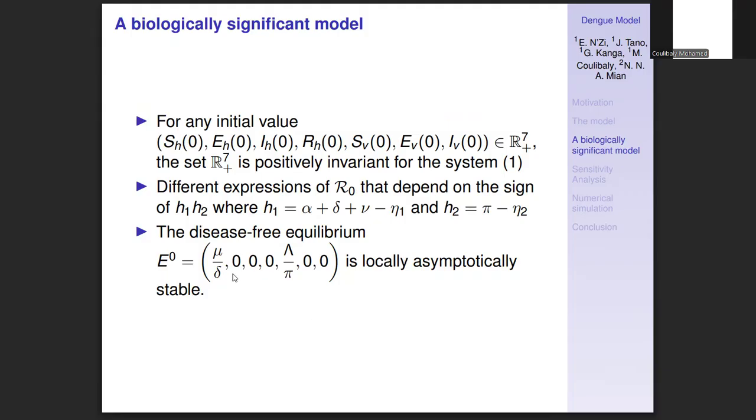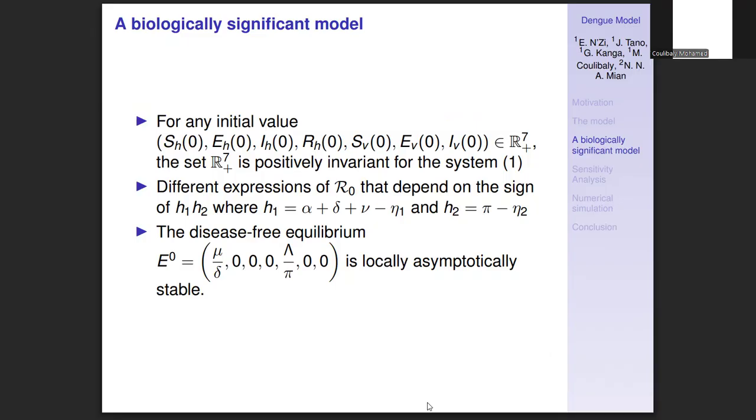And we also prove that the disease-free equilibrium is locally asymptotically stable. This is an important condition which permits us to show that it's possible to eradicate the disease, because we can tend towards this state, which is a disease-free equilibrium.